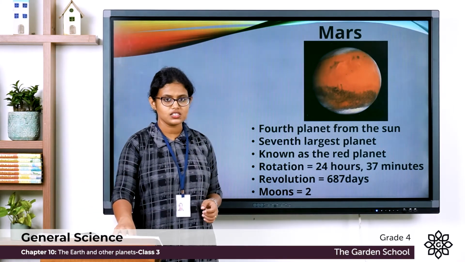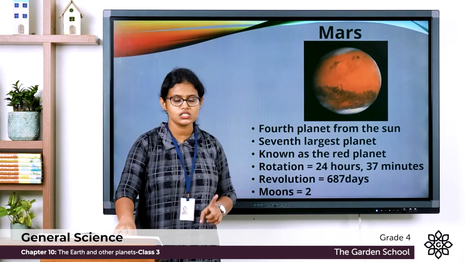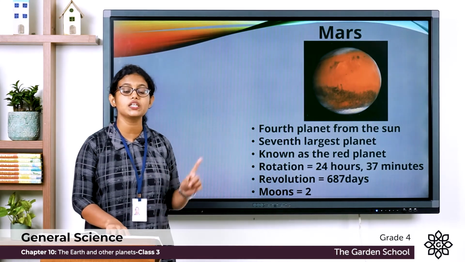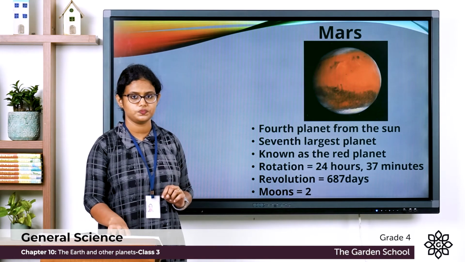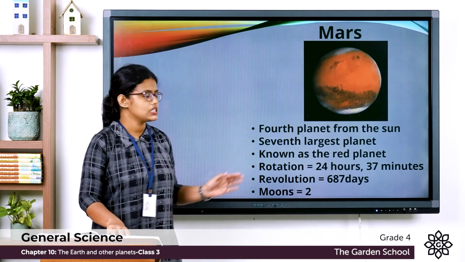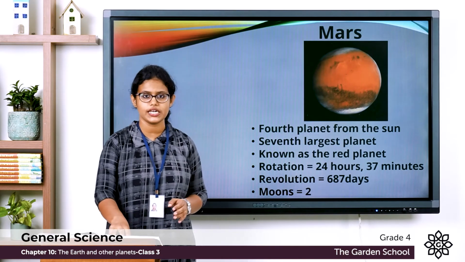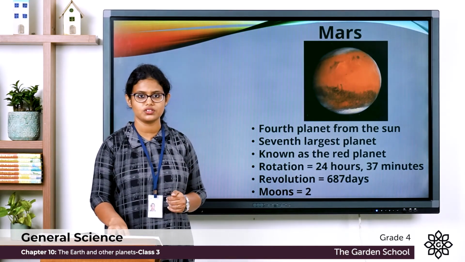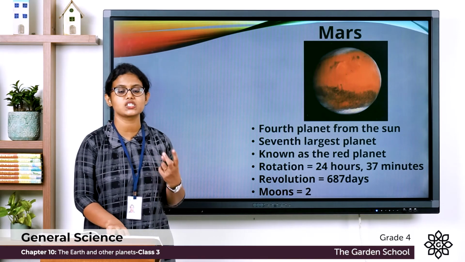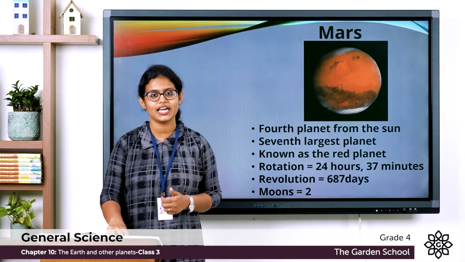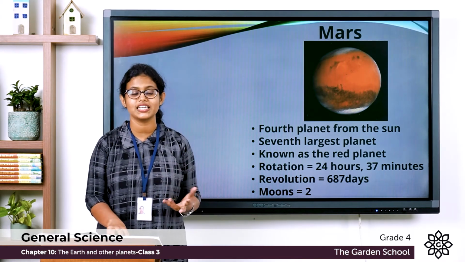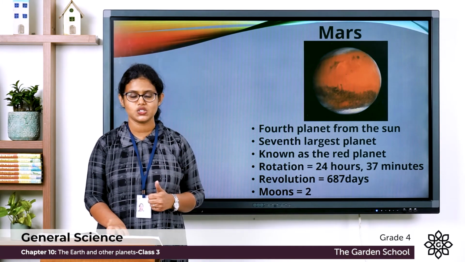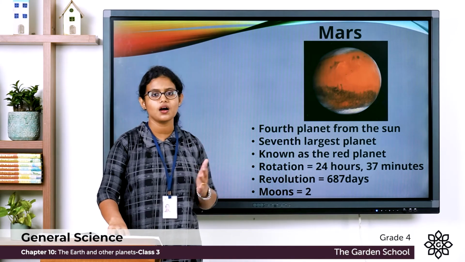This planet takes 24 hours, that is 1 day, and 37 minutes to complete one rotation. And it takes 687 days to complete one revolution. What about moons? It has 2 moons revolving around it. What about Earth? It has only 1 moon revolving around it. So this is about the planet Mars.